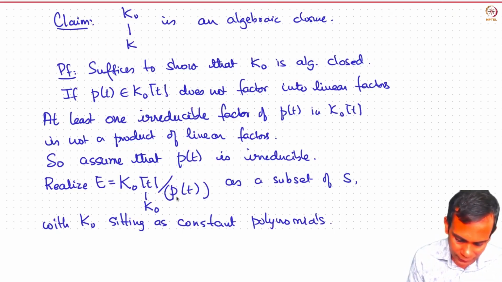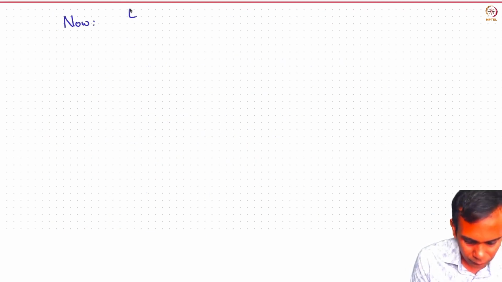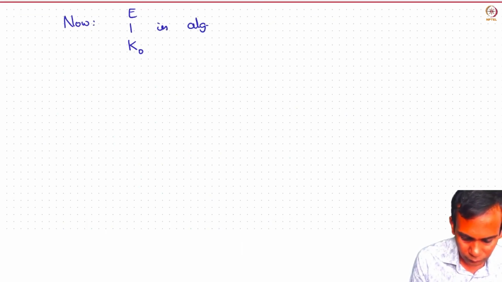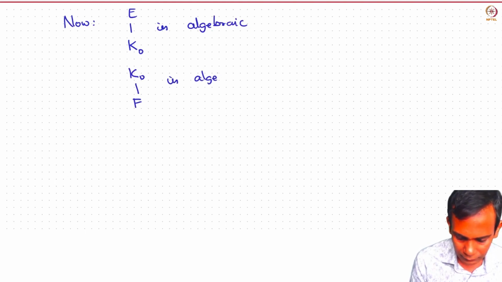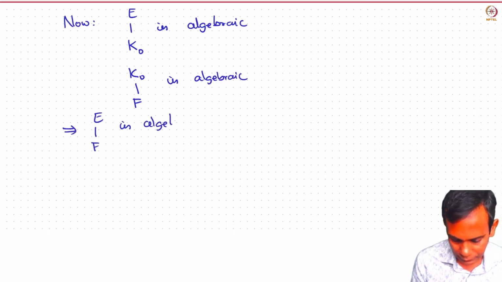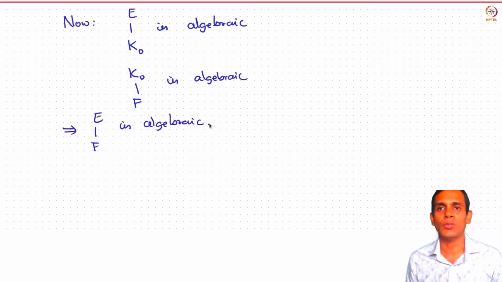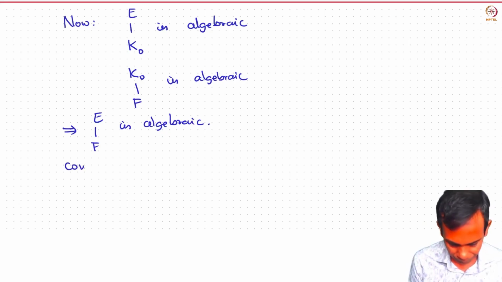Then E is algebraic over K0. And K0 over F is algebraic, which implies that E over F is algebraic. This contradicts our assumption that K0 was maximal in P.